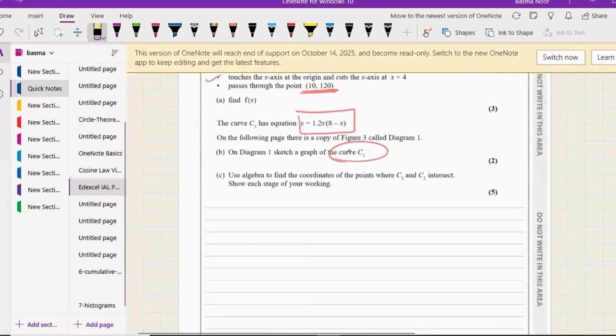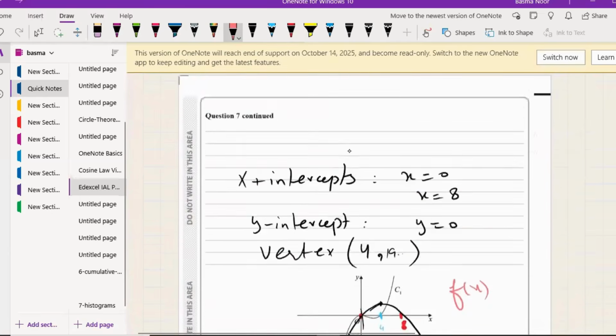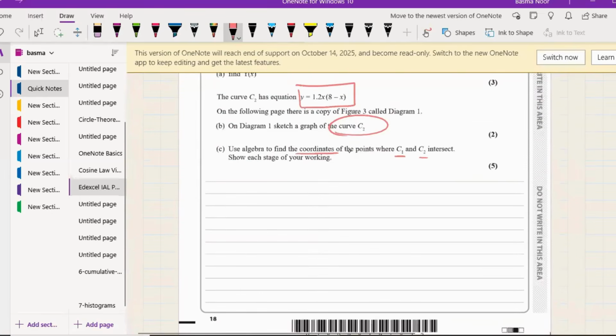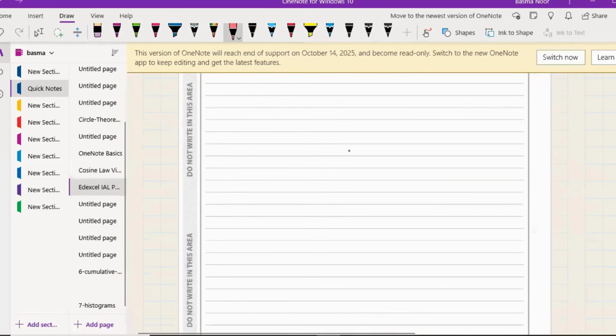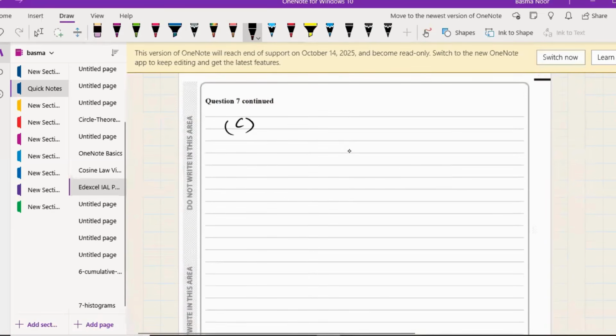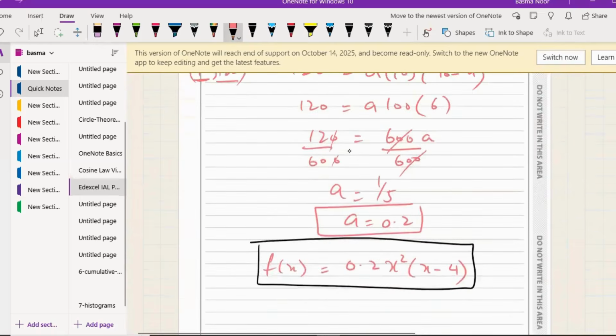Now part C: use algebra to find the coordinates of the point where curve 1 and curve 2 intersect. So we have to find the point of intersection for curve 1 and curve 2. As you know, to find the point of intersection we put the y's of both of the curves equal to each other.